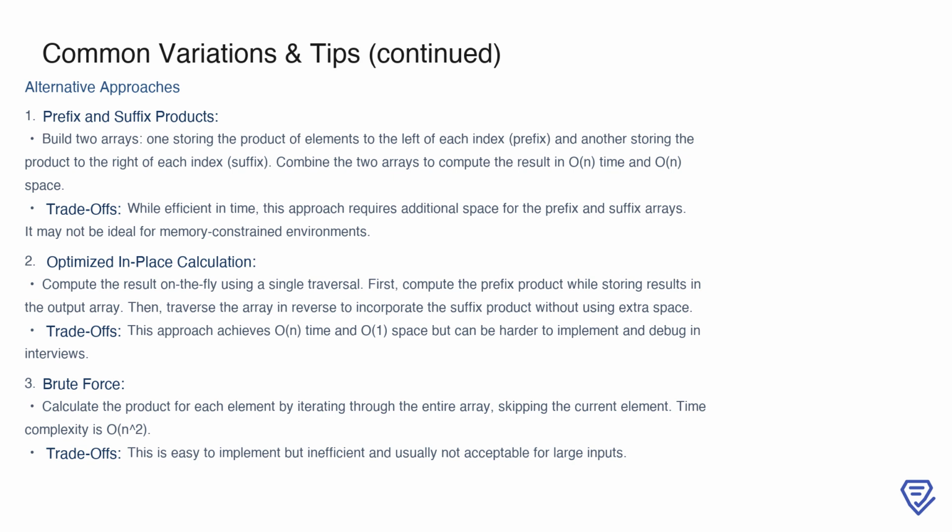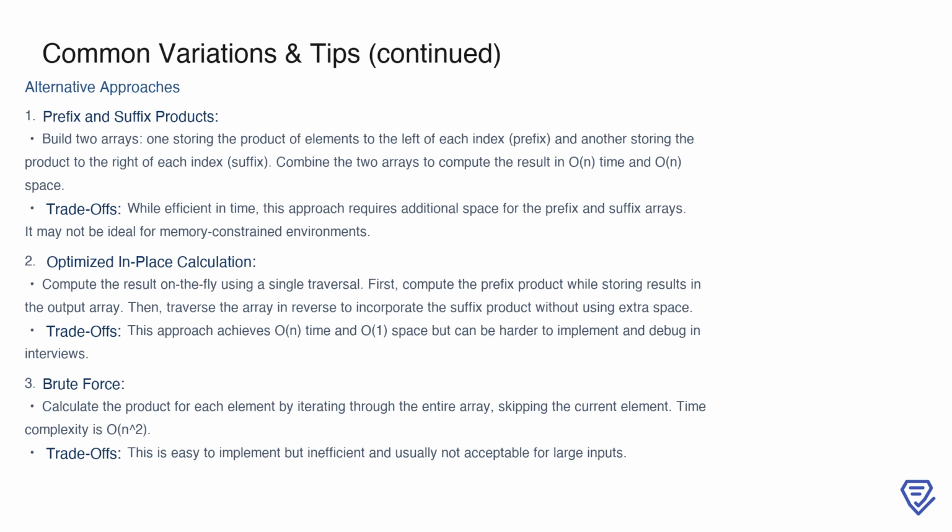If memory is a concern, you can use an optimized in-place calculation. This involves computing the prefix product during a forward traversal and storing it directly in the output array, followed by a reverse traversal to incorporate the suffix product without needing extra space. While this achieves both O(n) time and O(1) space, it can be harder to implement and debug under interview pressure.